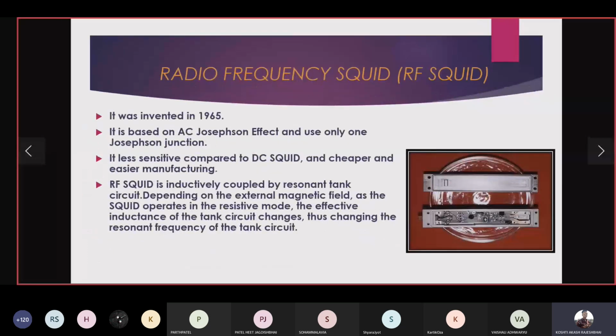RF SQUID was invented in 1965. It is based on the AC Josephson effect and uses only one Josephson junction. It is less sensitive compared to DC SQUID, but cheaper and easier to manufacture. RF SQUID is inductively coupled to a resonant tank circuit depending on the external magnetic field. As this SQUID operates in the resistive mode, the effective inductance of the tank circuit changes, and thus the resonant frequency of the tank circuit.